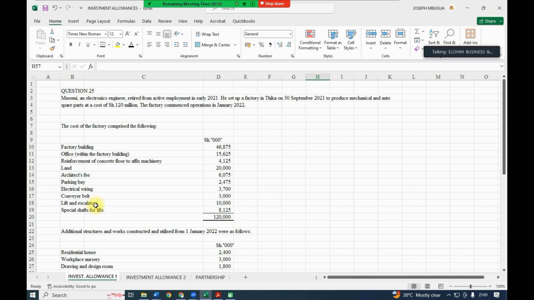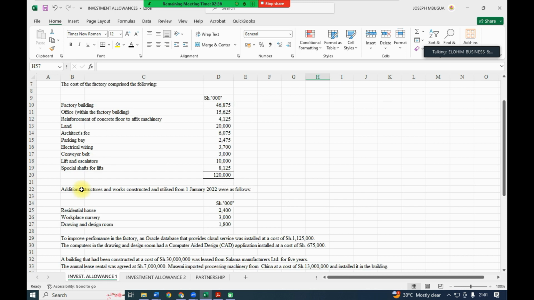Even architect fees will not qualify for any capital allowance. Electrical wiring, we shall see that. The rest are understandable, the rest are direct. So we shall deal with factory building first. The reinforcement should be part of machinery because it is what we call the installation cost.